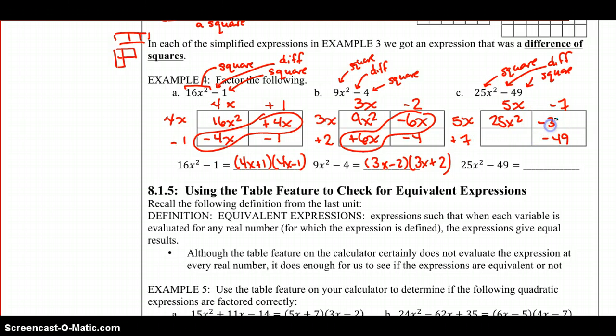So this is going to give us a negative 35x and a positive 35x. So again, our x terms here, when we combine, we're going to get 0x, which is 0. So 25x squared minus 49 factors as 5x plus 7 times 5x minus 7.